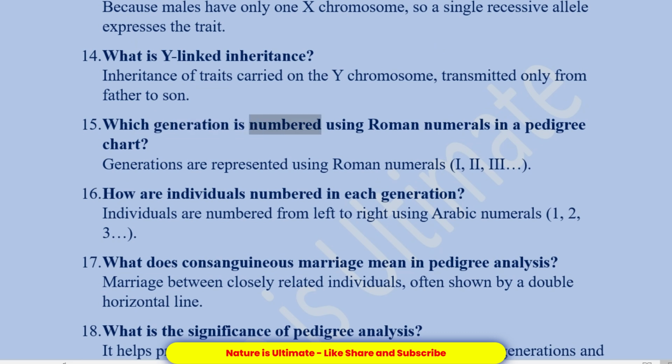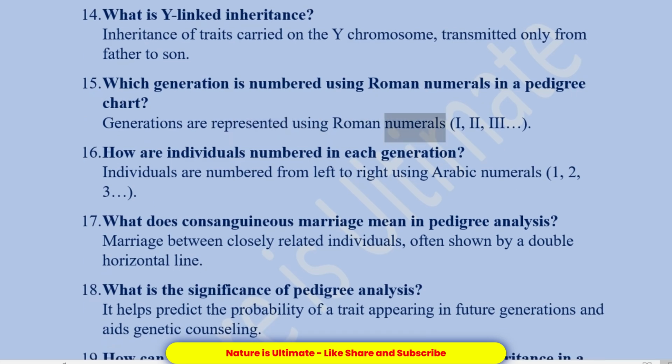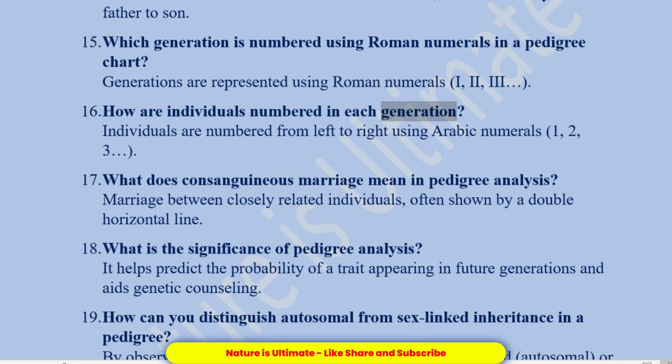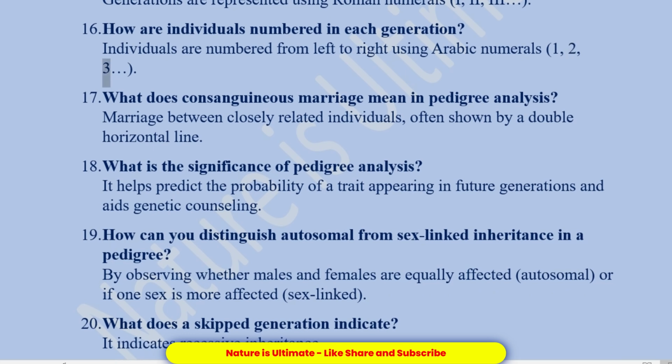Which generation is numbered using Roman numerals in a pedigree chart? Generations are represented using Roman numerals, I, II, III. How are individuals numbered in each generation? Individuals are numbered from left to right using Arabic numerals, 1, 2, 3. What does consanguineous marriage mean in pedigree analysis? Marriage between closely related individuals, often shown by a double horizontal line.